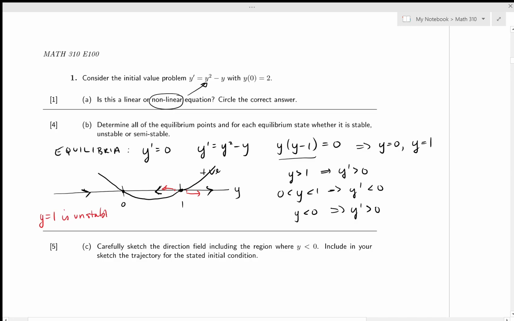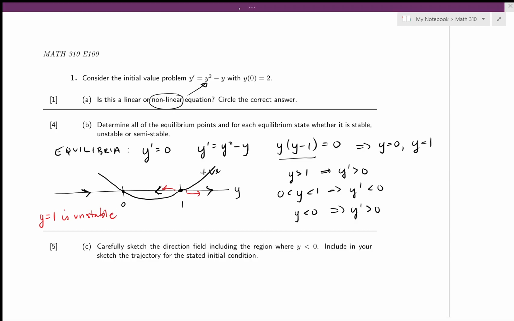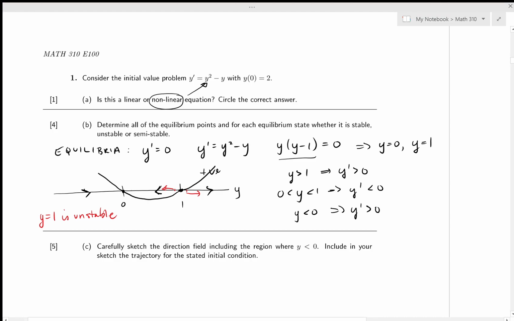Then I look at the other equilibrium, and I see that when I am perturbed a little bit away, the tendency is to force me back. And if I'm perturbed a little bit on this side, the tendency is also to push me back towards the equilibrium point. So I see that y equals 0 is stable.